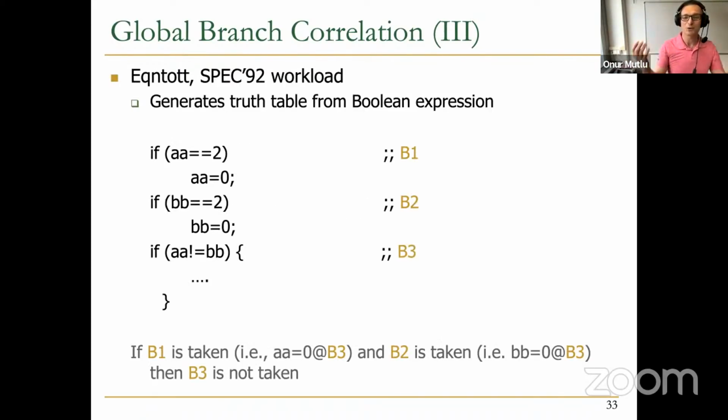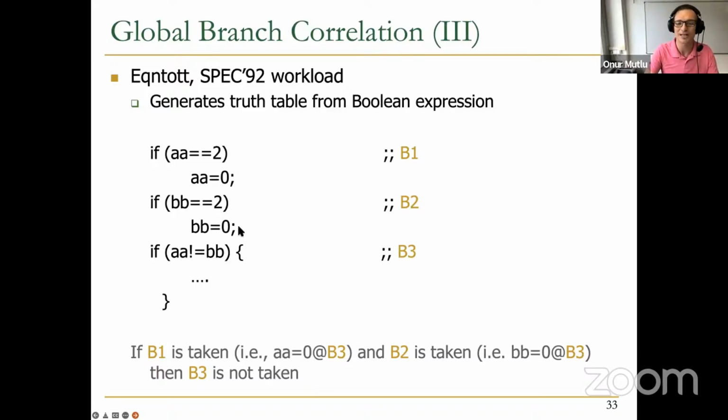And this is a very famous program. This is a program that was designed in SPEC. SPEC is the Standard Performance Evaluation Corporation. It basically releases workloads, benchmarks, with which microprocessors are evaluated. So everybody tries to maximize their SPEC marks, for example, to sell their microprocessors. And at the time in 1992, this was a very hard program. It's called equation to truth table. It generates a truth table based on a Boolean expression. And you can see that it has some branches like this. So if A is equal to 2, you set AA to 0.